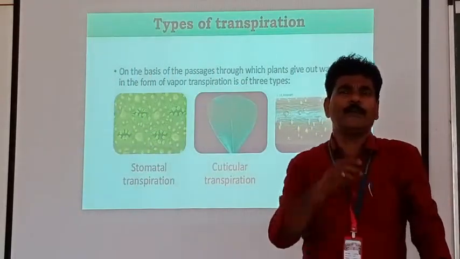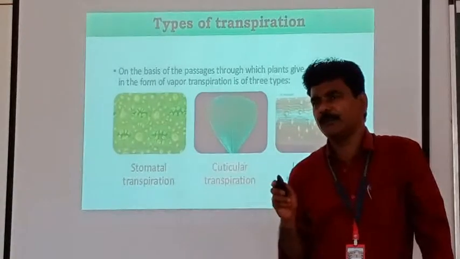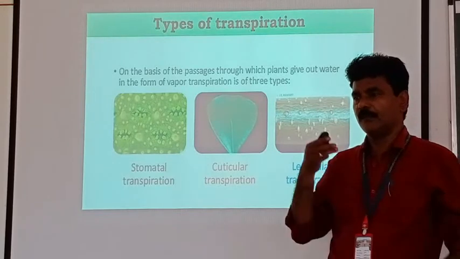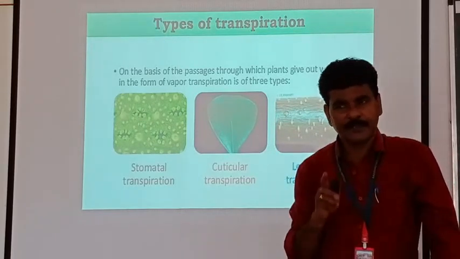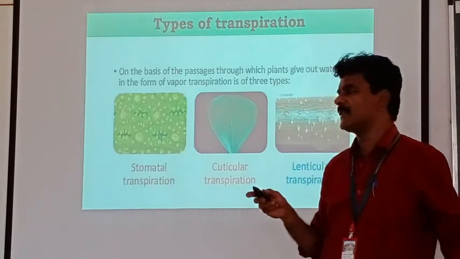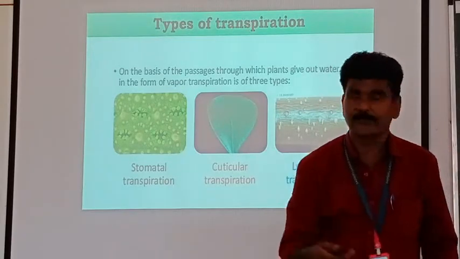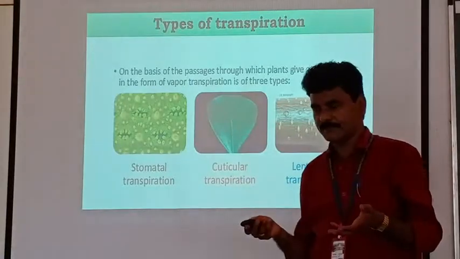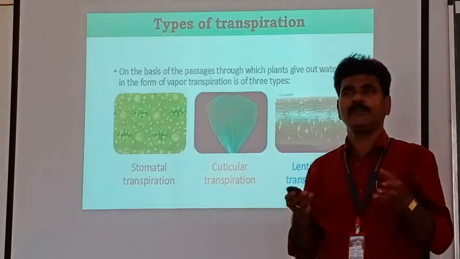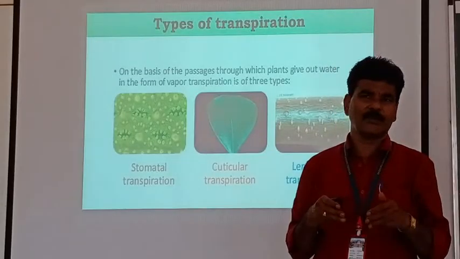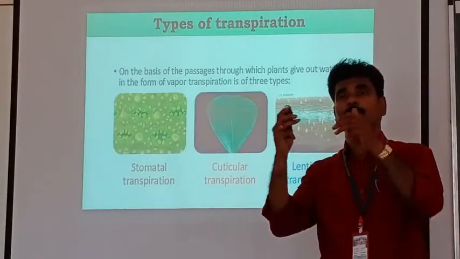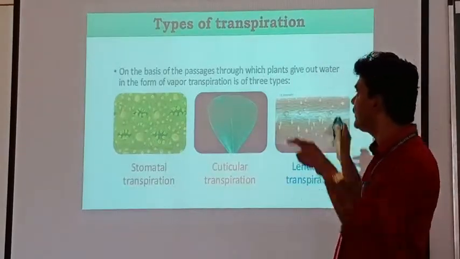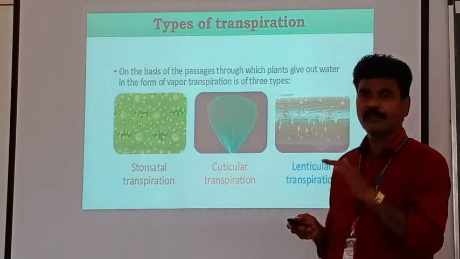See here, when we classify this loss of water from the plant body by different aerial parts, we know in the aerial parts we have the stem, the leaves, and other parts as well as the flowers, as well as the fruits. So these aerial parts, when used in the process of loss of water in the form of water vapor, that is in transpiration, at that time we classify the entire process of transpiration into three categories.